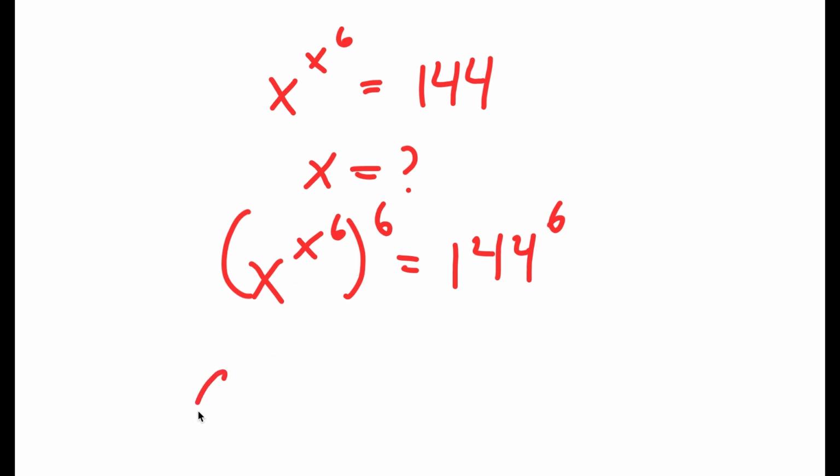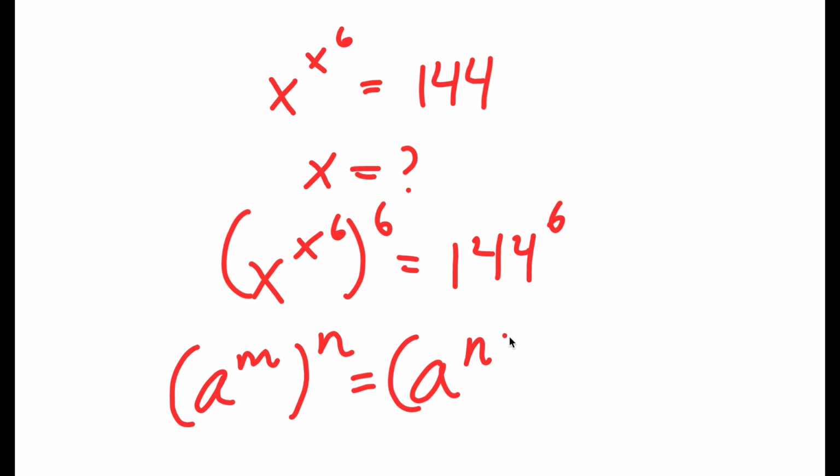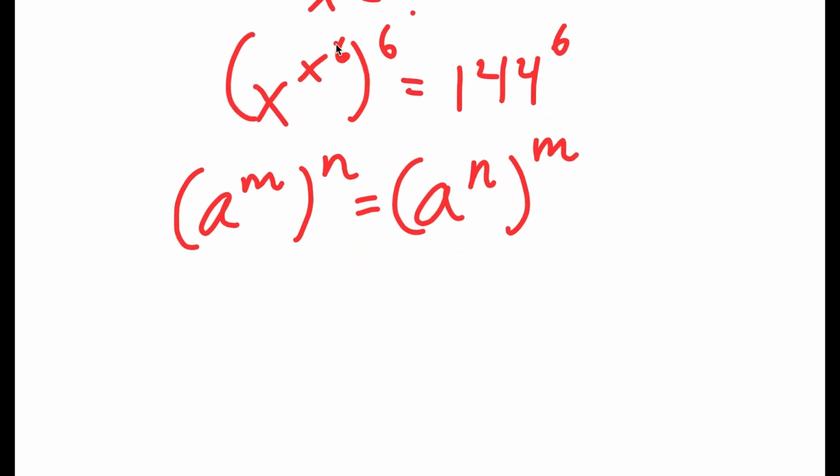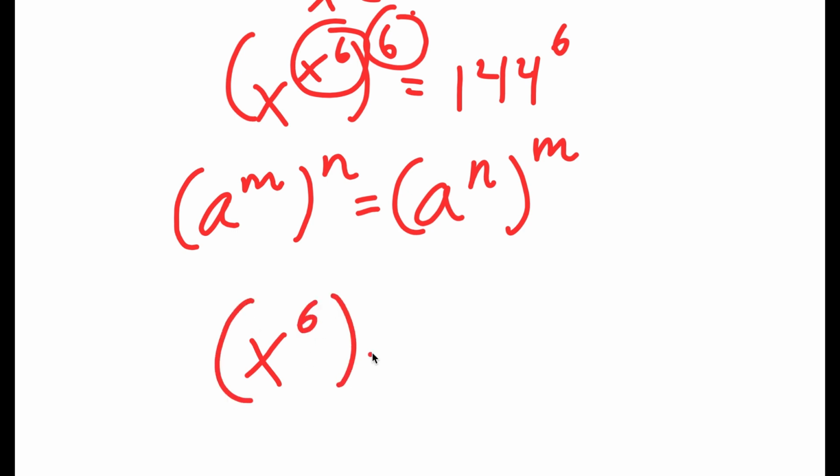And if I have something in the form a to the power of m to the power of n, this is equal to a to the power of n to the power of m. So x to the power of x to the power of 6 to the power of 6, I can switch the places of x to the power of 6 and 6. So I get x to the power of 6 to the power of x to the power of 6 is equal to 144 to the power of 6.